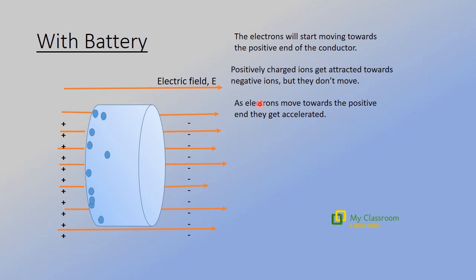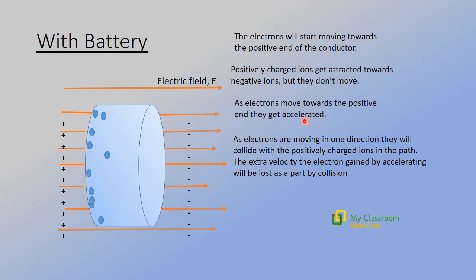So as electrons move towards the positive end, they get accelerated. And as the electrons are moving in one direction, they will collide with the positively charged ions. So as the electrons start moving from this end towards the positive terminal, there will be positive ions in between, and they will collide with the positive ions and thus lose a part of the extra velocity they have gained. The net result is that the electrons will have a very small amount of final velocity.